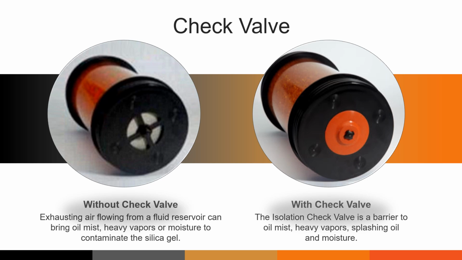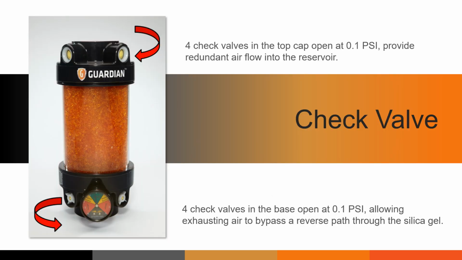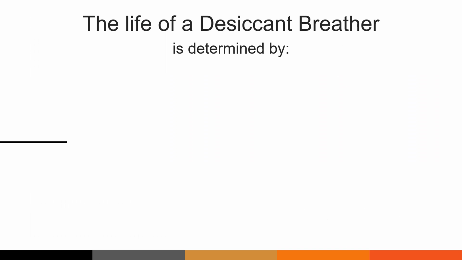With a check valve, the isolation check valve functions as a barrier to oil mist, heavy vapors, splashing oil and moisture. The 4 check valves in the top cap open at 0.1 psi, providing redundant airflow into the reservoir. The 4 check valves in the base open at 0.1 psi, allowing exiting air to bypass a reverse path through the silica gel. The lifetime of a desiccant breather.